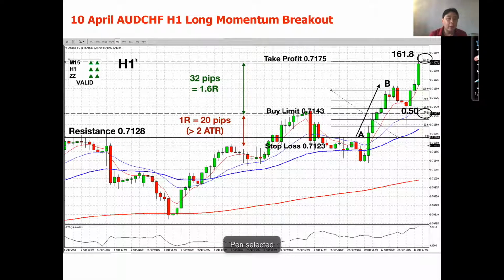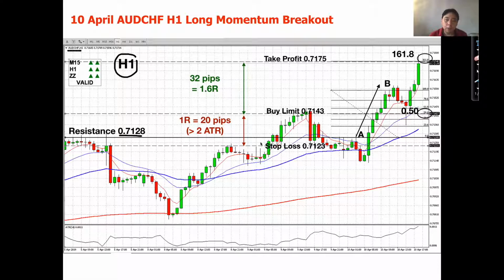So now I'm looking at H1 and looking at Aussie franc. First thing I do is I look at the level of resistance. In this case, strong level of resistance at 7128. So you can see that was drawn over here. Now over here you can see that there was a breakout. Okay, there's a breakout over here.